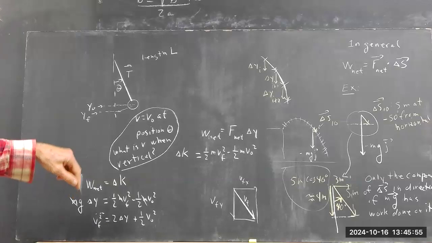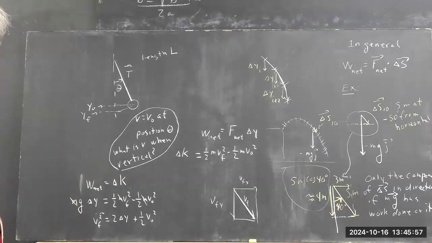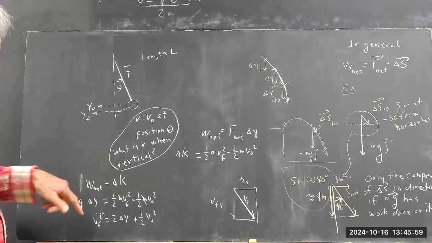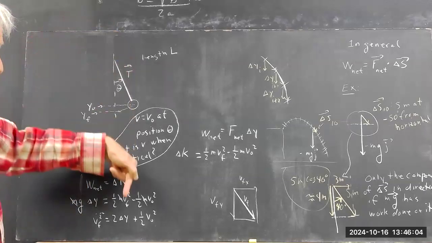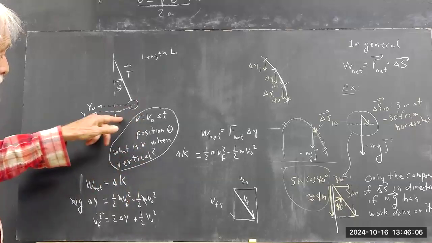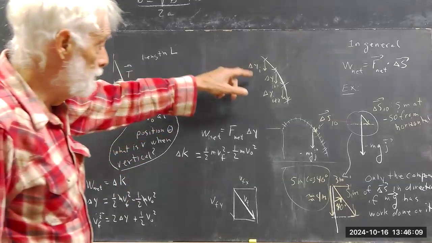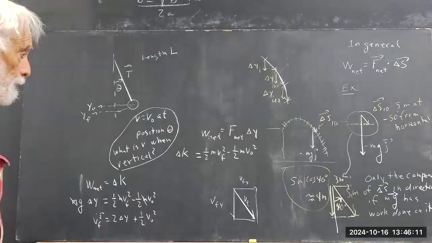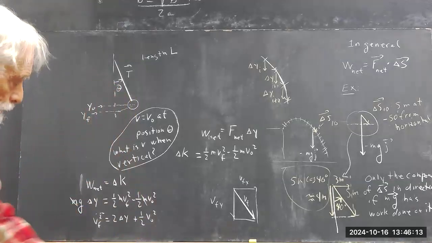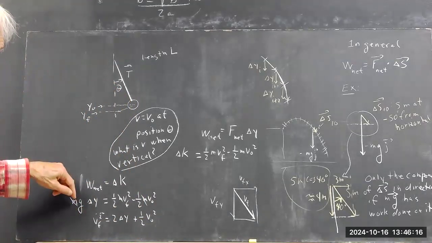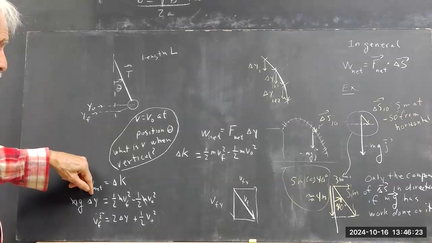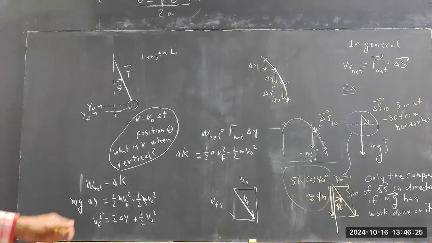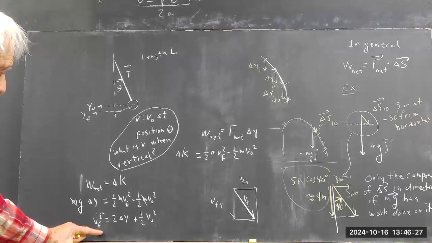Again, the work is, okay, mg, the weight vector is always straight down. So if you break this up into little segments, you're going to have a case just like this, where in each little increment, mg dot delta s is just mg times delta y. It comes down to that. I'm using this more or less as an illustration.